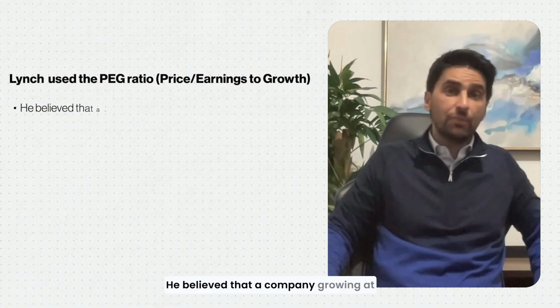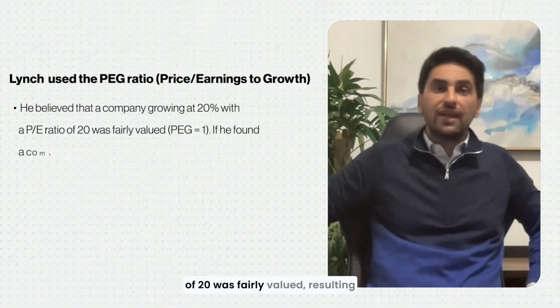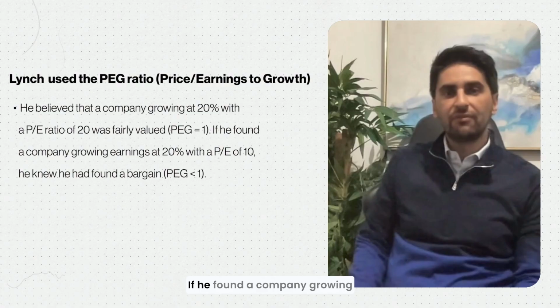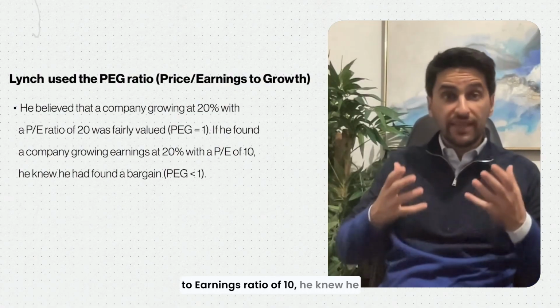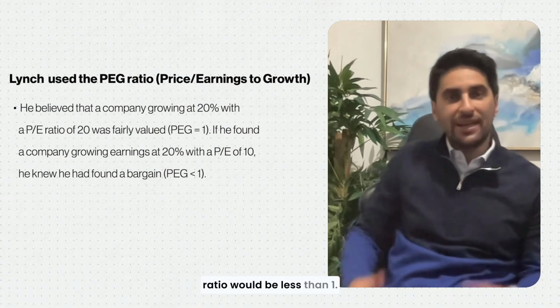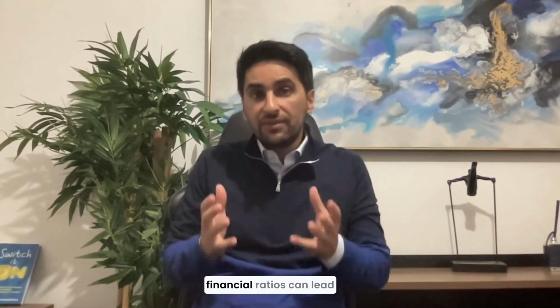He believed that a company growing at 20% with a price to earnings ratio of 20 was fairly valued, resulting in a PEG ratio equal to 1. If he found a company growing earnings at 20% with a price to earnings ratio of 10, he knew he had found a bargain since the PEG ratio would be less than 1. Lynch's success highlights how mastering just a few key financial ratios can lead to extraordinary returns.